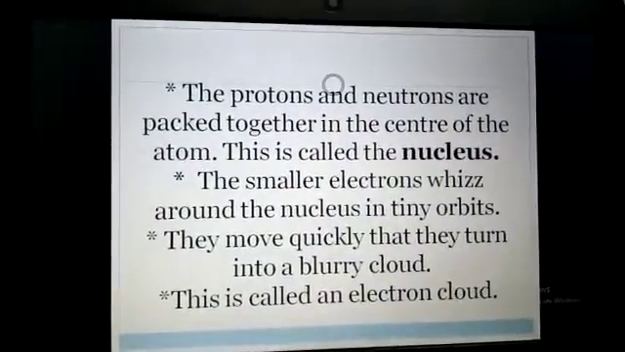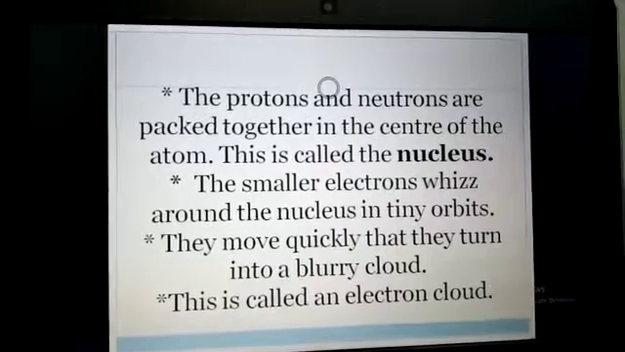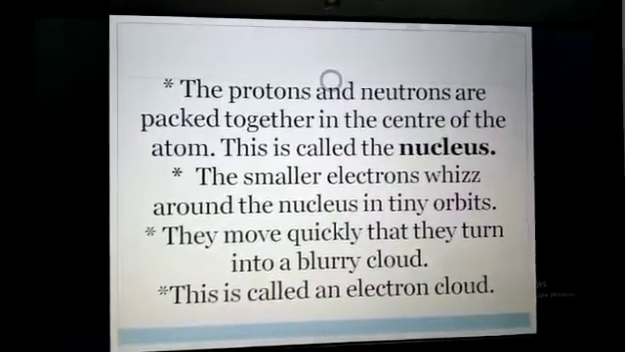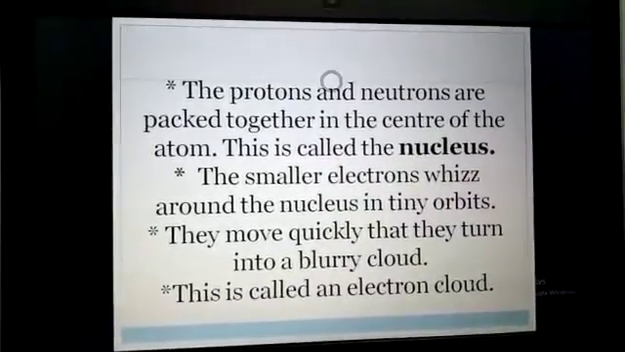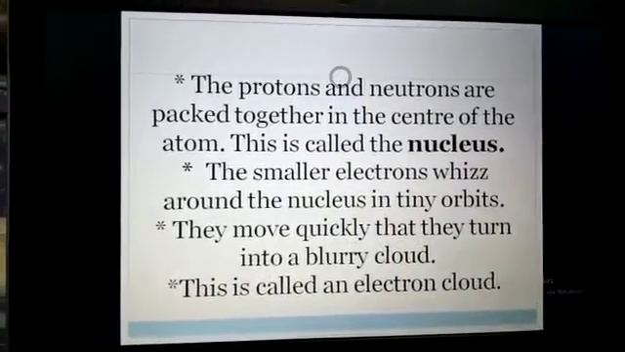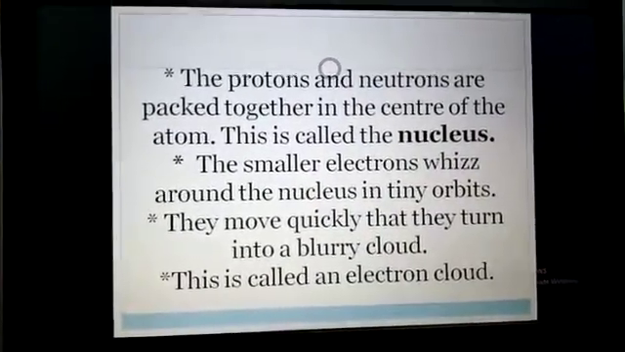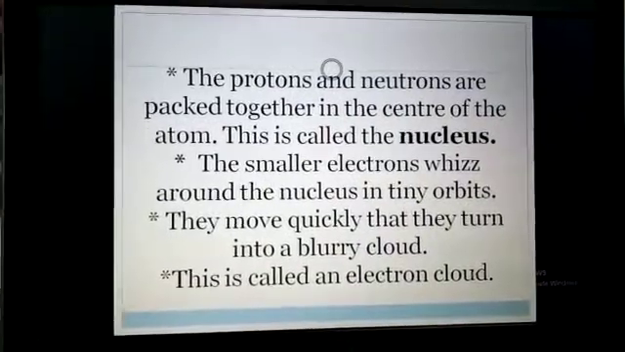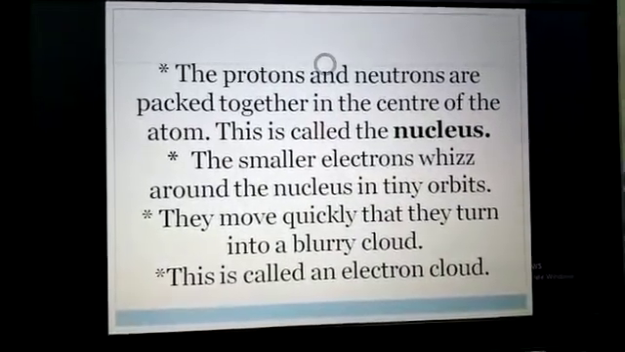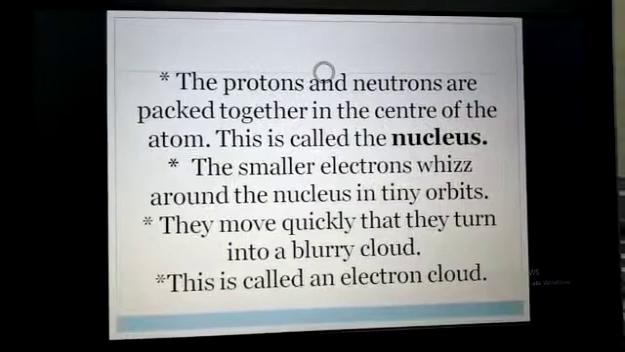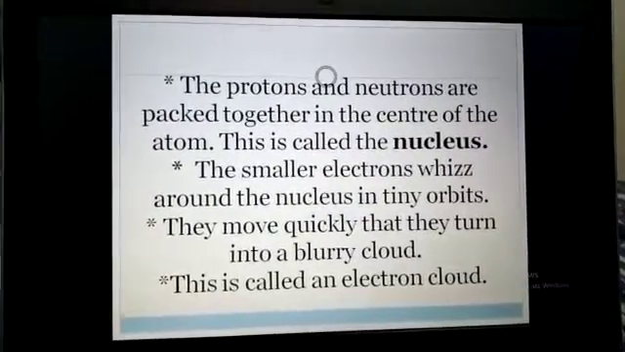The proton and neutron are packed together in the center of the atom. This is called the nucleus, or you can say that all the protons and neutrons are packed together in the center of the atom. This part is called the nucleus.